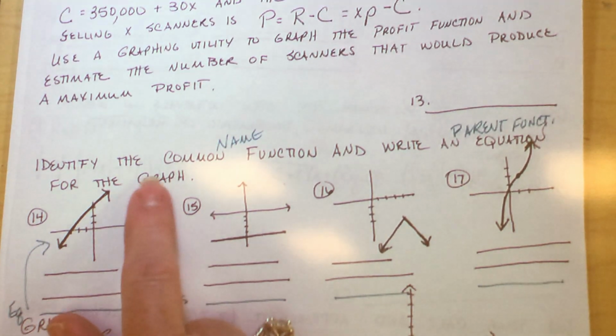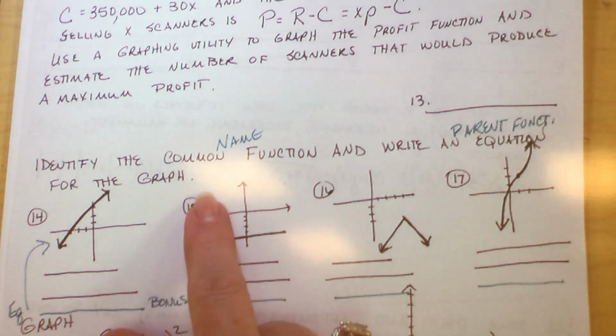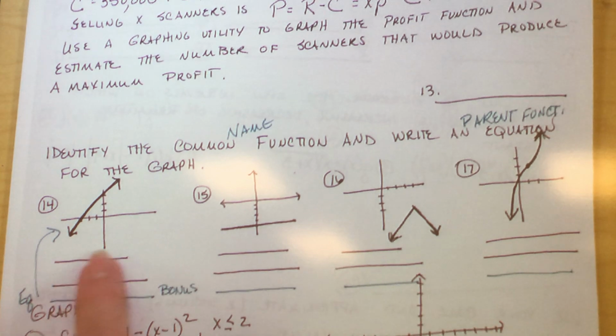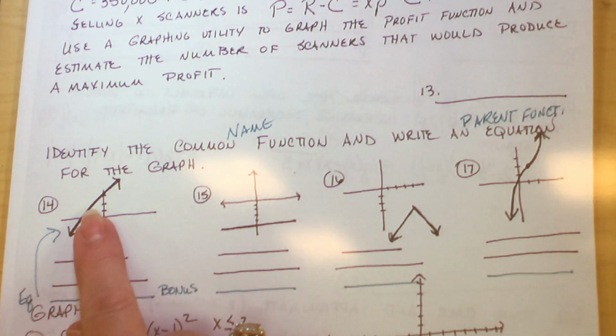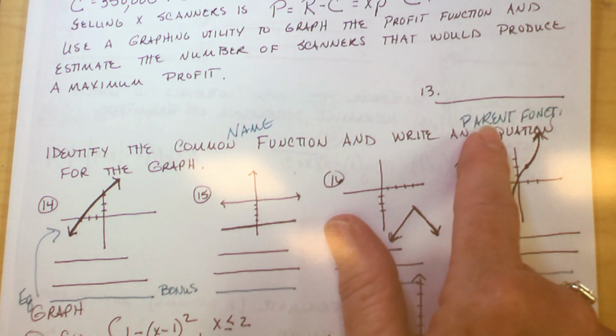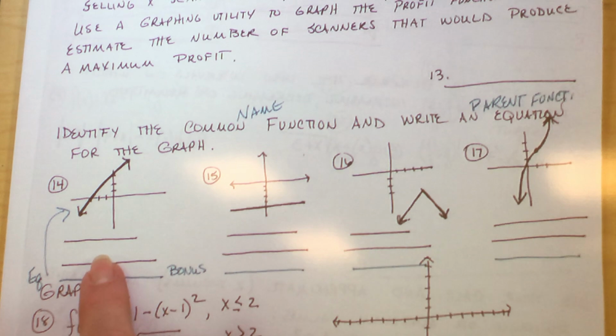This one, I'm doing this just exactly like I'm going to do on your test, okay? So you might want to write this down. Identify the common function. I want the name. So in this first blank, I want the name of this function, okay? And I want you to write an equation, which is the parent function. All right, so the first blank is the name, and the second blank is the equation of the parent function.